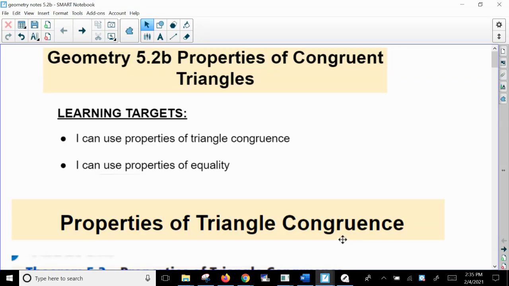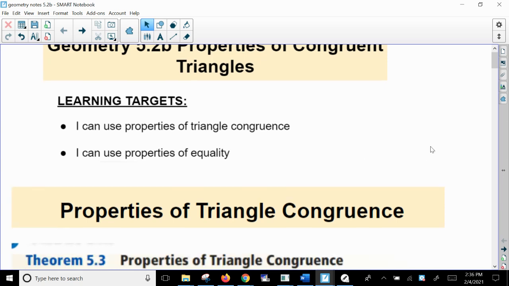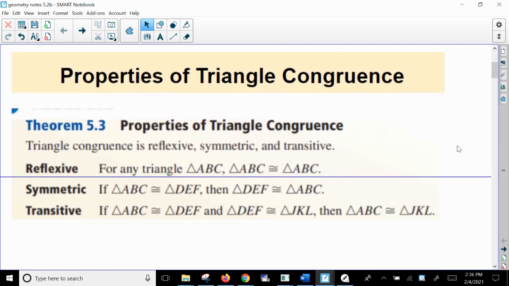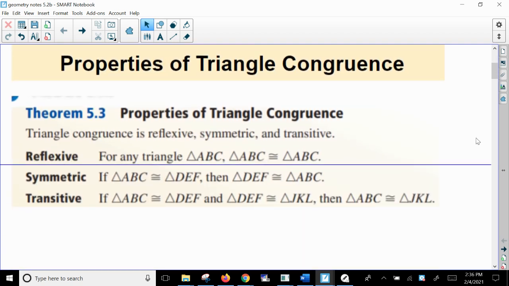Hey everybody. Okay, so this is 5.2b. This is also in section 5.2, but this part I'm only talking about properties of congruence and properties of equality. You will use a lot of these when we do proofs for triangles, proofs of congruent triangles. Okay? So there are three basic properties of congruence. You got reflexive, symmetric, and transitive property.